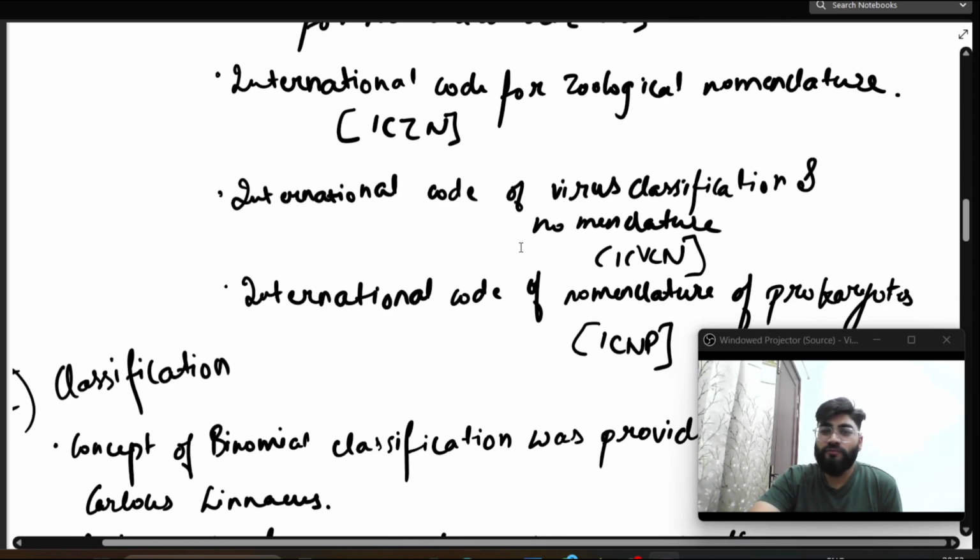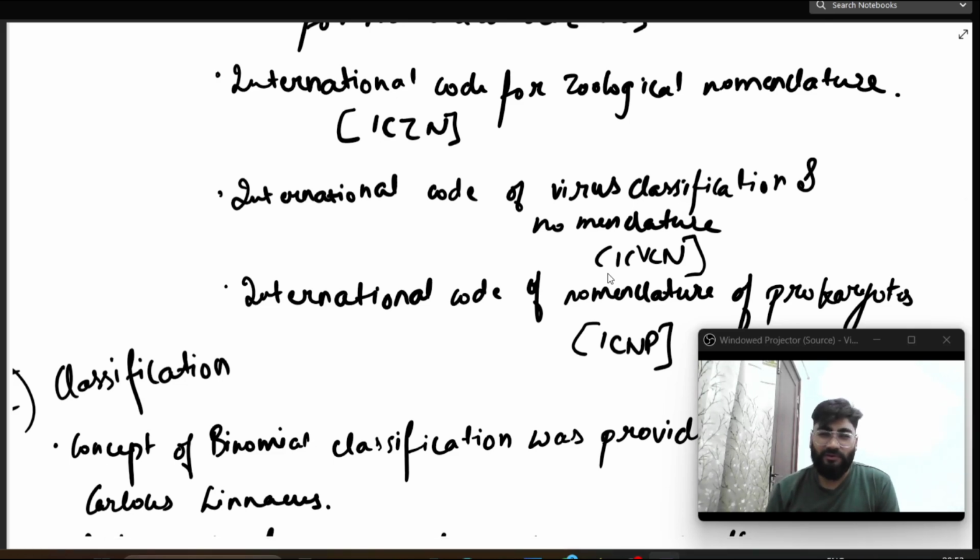Then we have the International Code of Virus Classification and Nomenclature. The abbreviation of it is ICVCN. So when we are talking about viruses, what exactly are viruses? We will get back to it in the last part of the chapter, because there is a debate going on whether viruses should be considered as living or non-living organisms. So we will get back to that later on. Then we have the International Code of Nomenclature of Prokaryotes, the ICNP. Prokaryotes, what exactly are prokaryotes and what are eukaryotes? I think you might have a bit of an idea of it, but in later classes, we'll get back to it also.